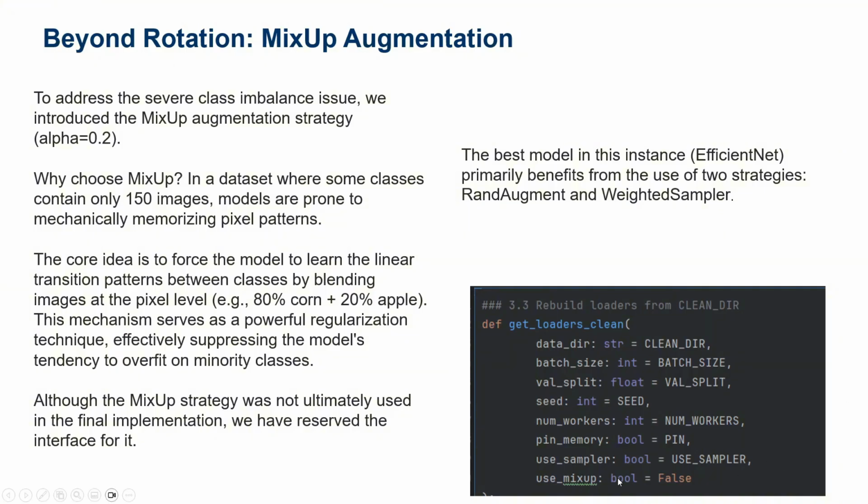Although mix-up wasn't part of our final implementation, we built support for it and tested it. EfficientNet ultimately benefited more from augmentation and a weighted sampler in our best results.